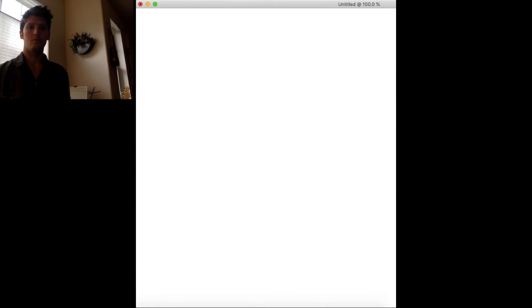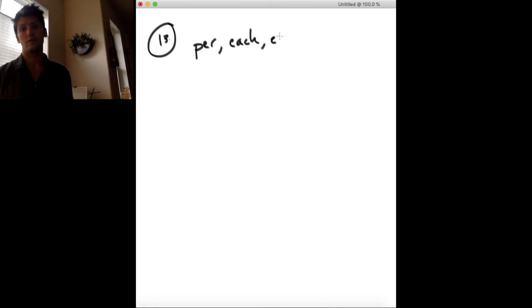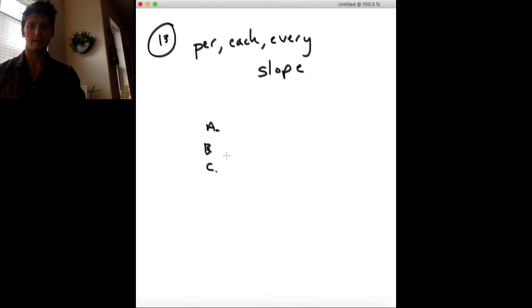All right, moving on. 13 is interesting. I've mentioned to folks before that words like per and each and every refer to slope. The thing is, every one of these answer choices uses that. Let me see if I can actually write these letters. I'll put them down in the corner here. A, B, C, D.